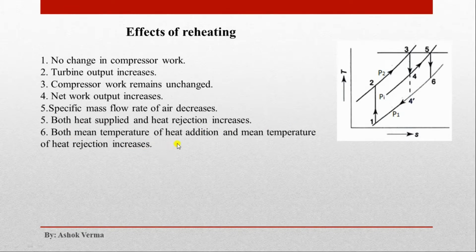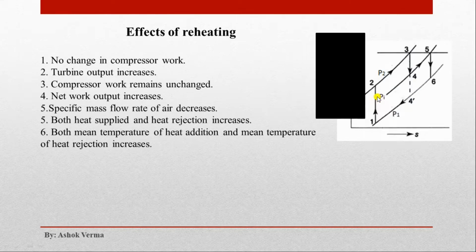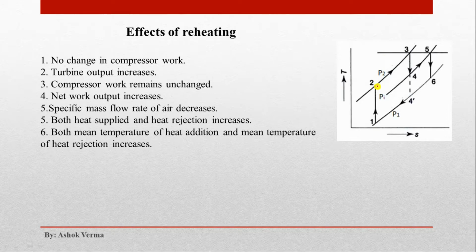Both mean temperature of heat addition and mean temperature of heat rejection increase. You can see if the heat supply is increasing, for the process 2 to 3, the mean temperature of heat addition will be near here, and for 4 to 5 it will be here. So you can see the mean temperature of heat addition in the second stage is more than the previous one. So the mean of these two will be around here.